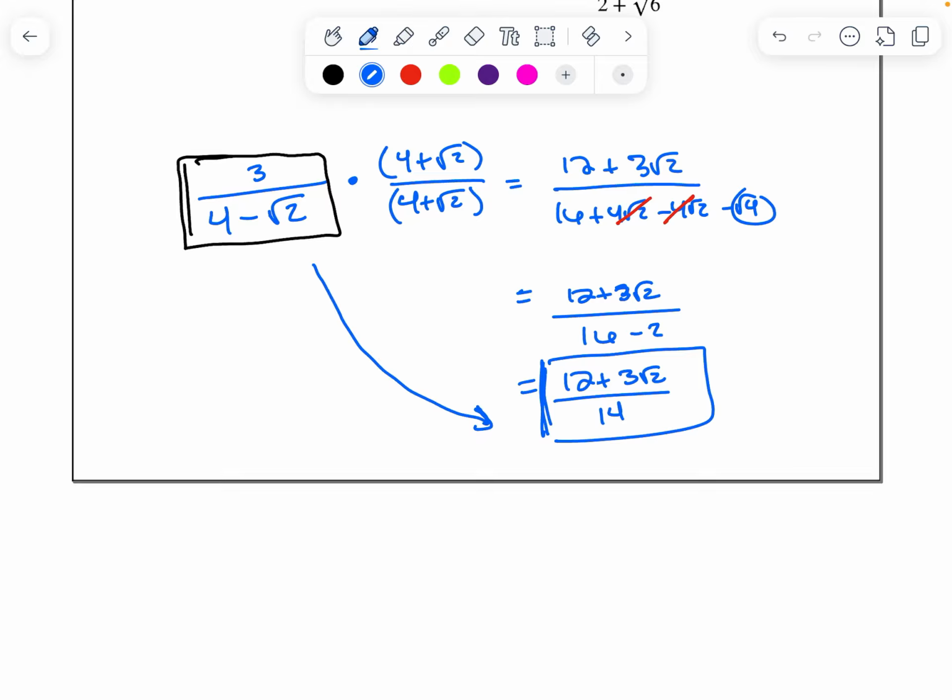We would want to simplify it if we could, but to simplify this, we would need all three of these items to be divisible by the same thing. And here, 12, 3, and 14 have no common factors, so there's nothing we could divide them all by.